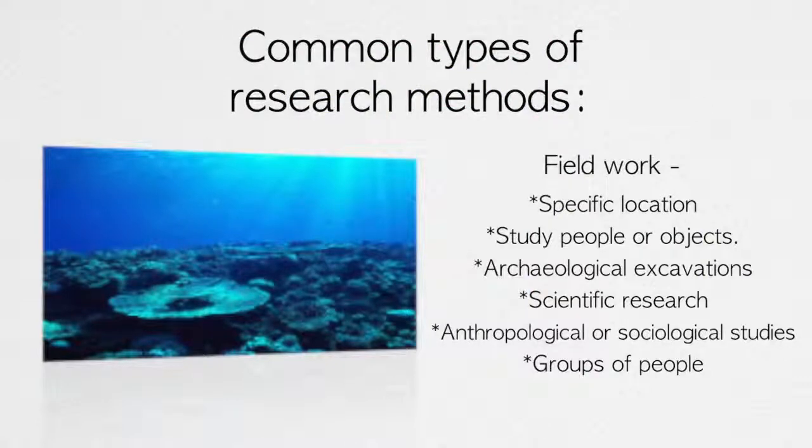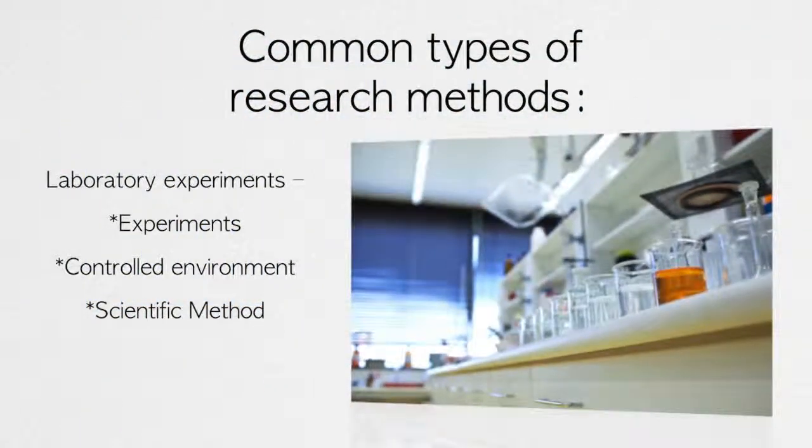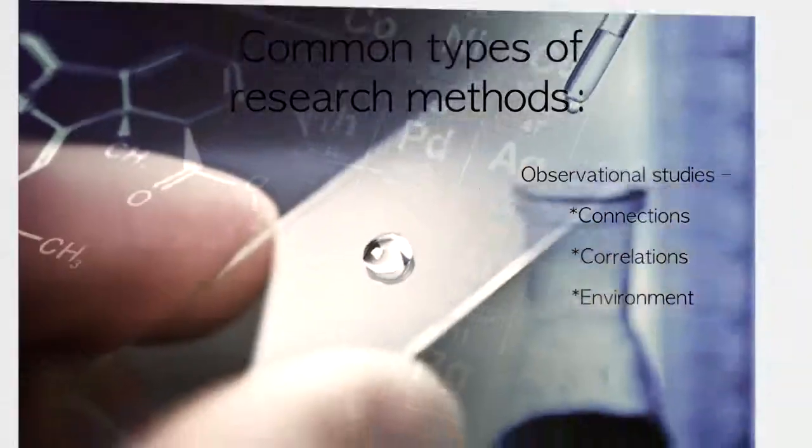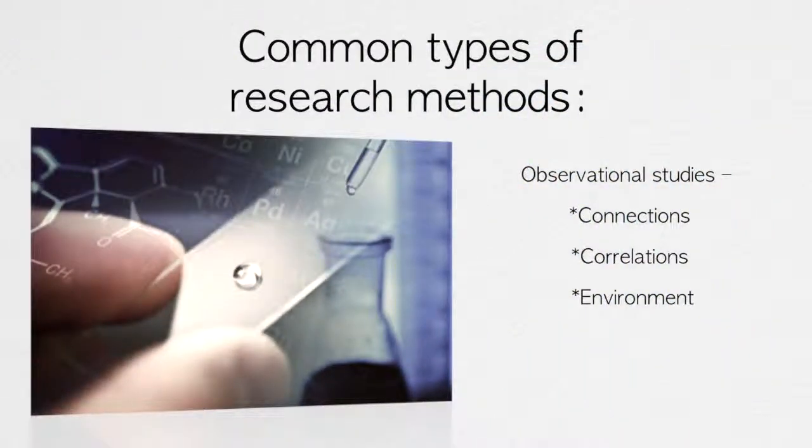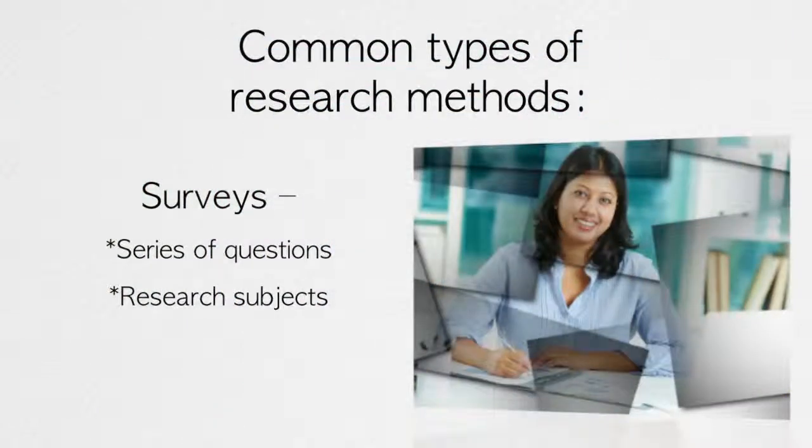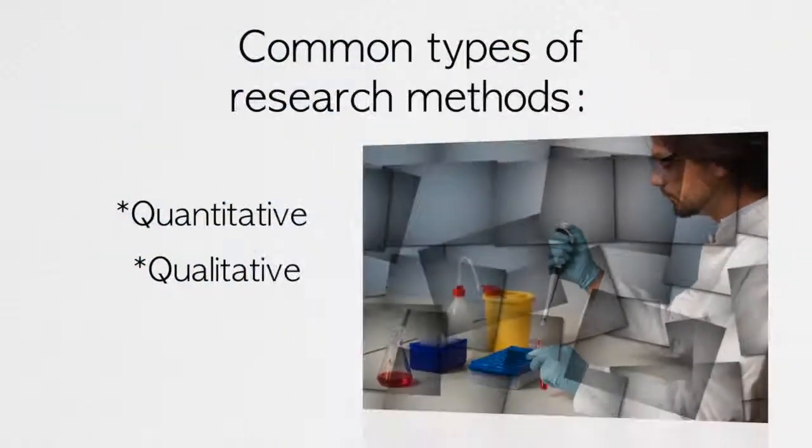Fieldwork. Under this research method, the researcher goes to a specific location to study people or objects. Some fieldwork examples include archaeological excavations, scientific research, such as in marine biology, or anthropological or sociological studies of specific groups of people. Laboratory experiments. With this research method, experiments are performed in a controlled environment using the scientific method. Observational studies. Using this research method, the researcher looks for the connections or correlations in an environment. Surveys. This research method consists of a series of questions answered by research subjects. The data collected from the research is then transformed into information and knowledge.